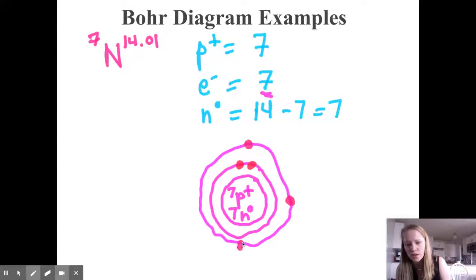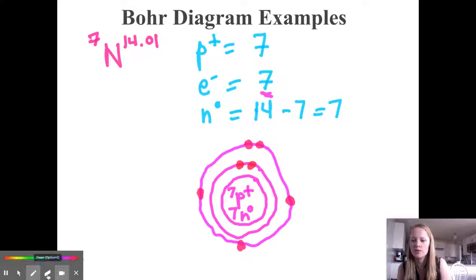So I need 5 total in this energy level. So there's 1, 2, 3, 4. After all 4 are in each side, then I can start pairing them up. So there is my 5th and last electron. Let's double check and count. I have 1, 2, 3, 4, 5, 6, 7 electrons. So there is my Bohr diagram for nitrogen.